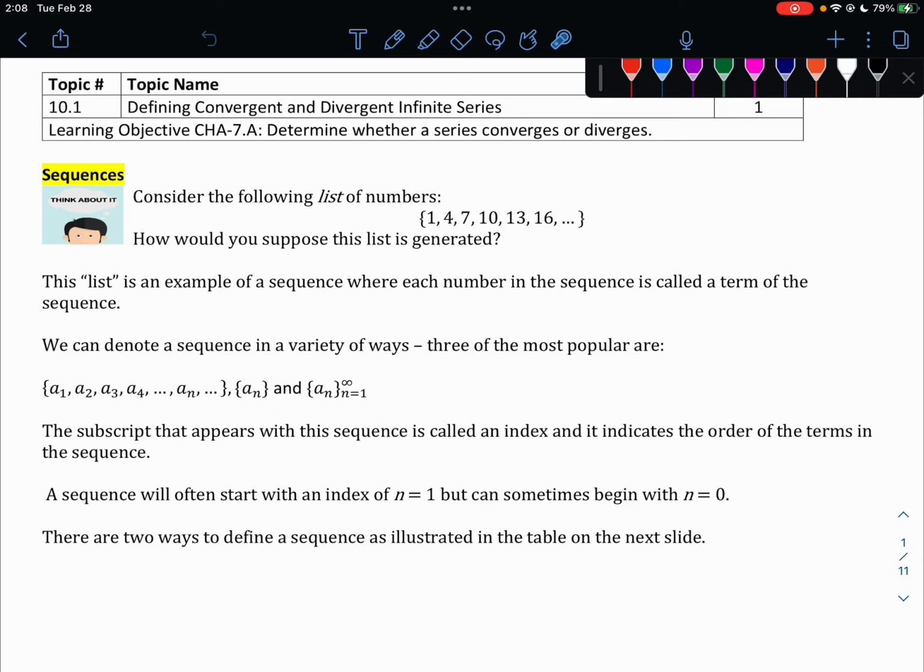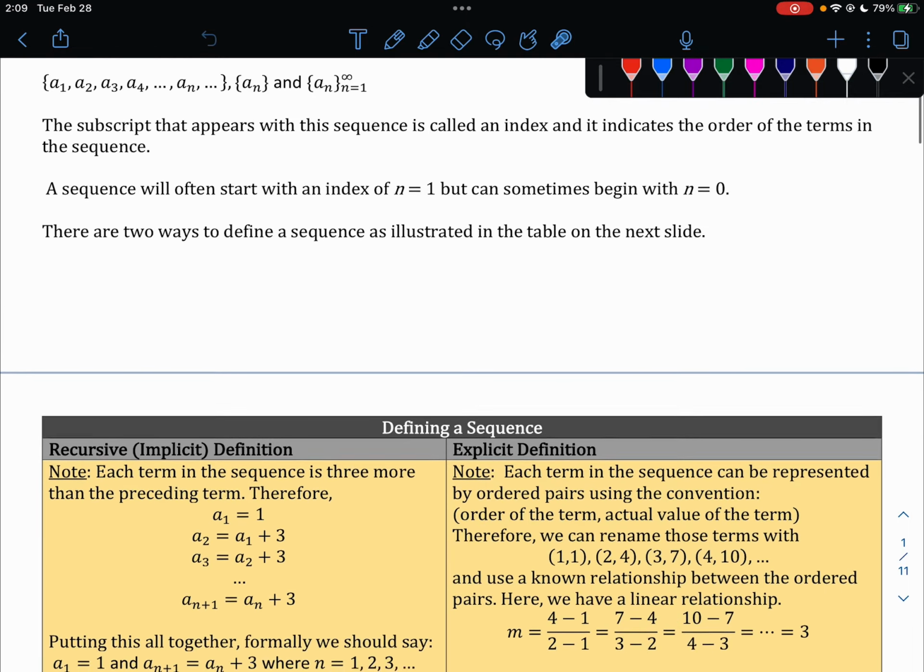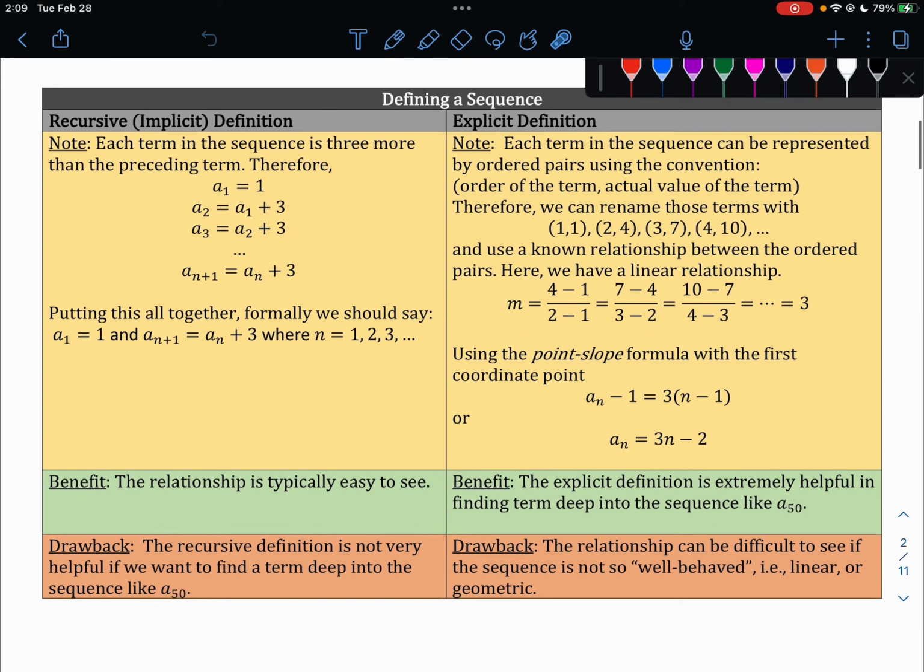The subscript that appears in the sequence is called an index and indicates the order of the terms in the sequence. The sequence often starts with an index of 1, but could be 0, could really be anything. It's up to the person who's making this sequence. There are two ways to define a sequence as illustrated on the next table here. Implicit versus explicit. Implicit is also called recursive.